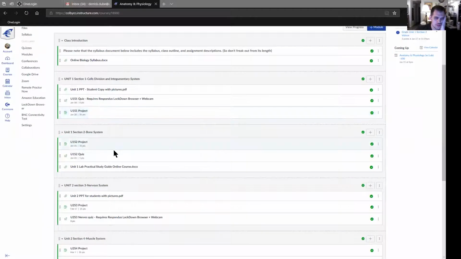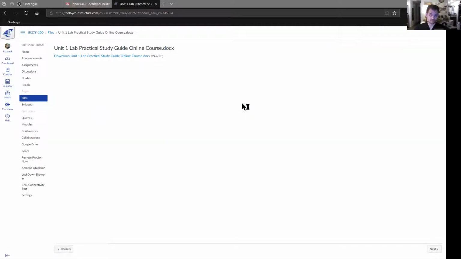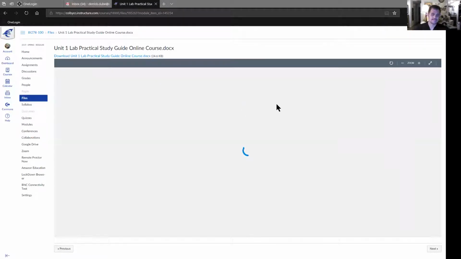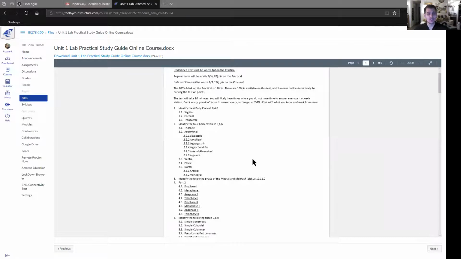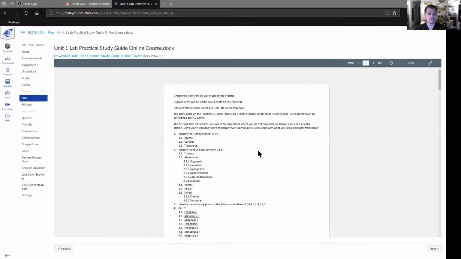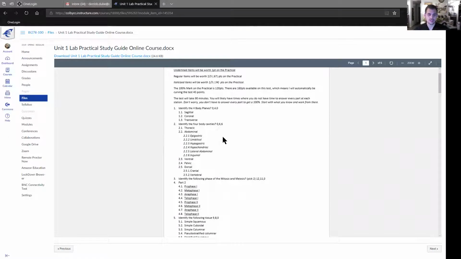Okay, Unit 1 Lab Practical Study Guide. So I'm going to open this up. You want to know, well, what anatomy is going to be on the lab practical? Well, I list exactly what from my slides is going to be on the lab practical. You'll want to be able to identify by sight what a sagittal plane, a coronal plane, and a transverse plane are. And knowing that is going to be worth two-thirds of a point.